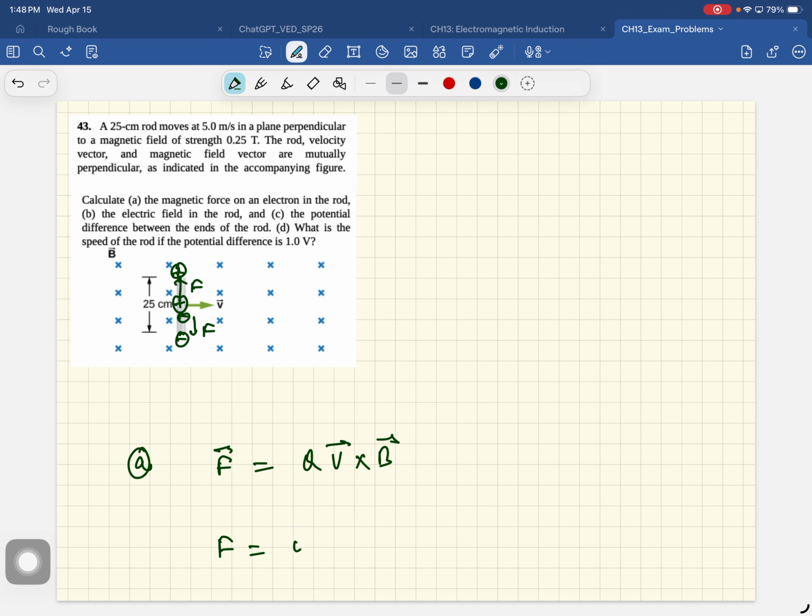And V is 5 meters per second. And again, the rod is a quarter of a meter, so the voltage induced should be a quarter of that. Okay. And that's what this should work out to.